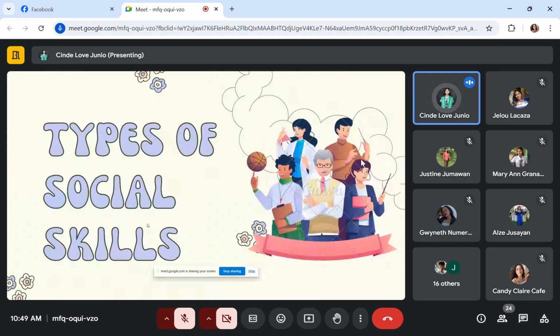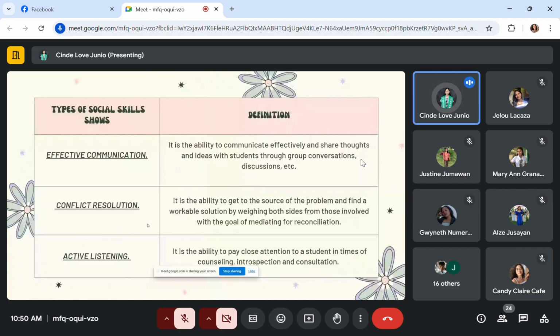First, we have effective communication. It's the ability to communicate effectively and share thoughts and ideas with constructive conversation and understanding. Here, it's about talking and listening clearly so others understand your point of view. For example, that me and the way that all of you can understand. And you also may ask questions if you need help.